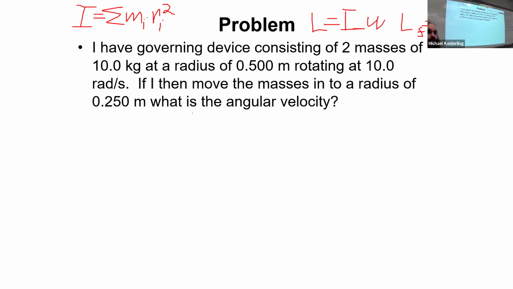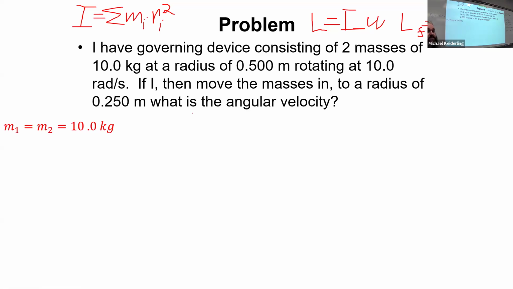So mass 1 equals mass 2, and it equals 10 kilograms. Omega 1 is 10 radians per second. Radius 1 is 0.5 meters. Radius 2 is 0.25 meters. Omega 2, we don't know. We'll also need to figure out I1 and I2.